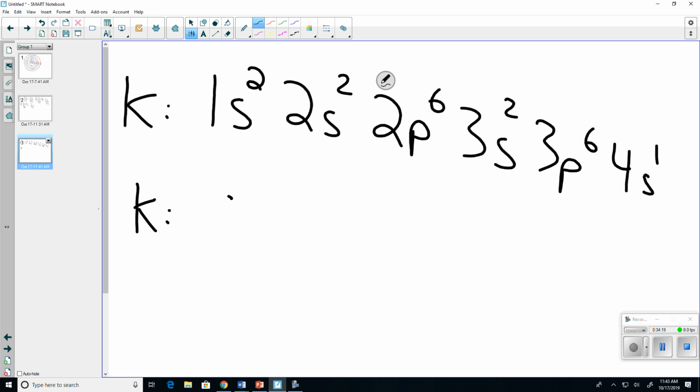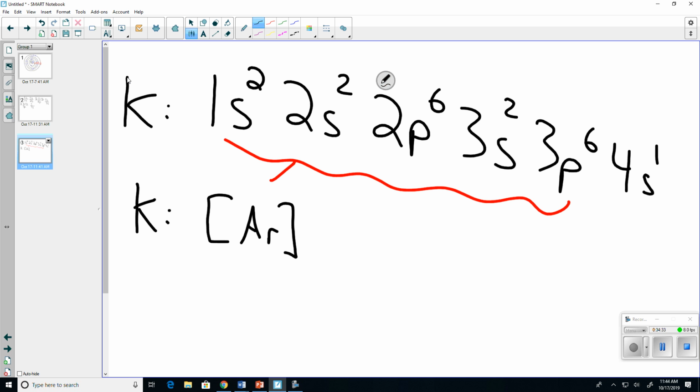where you start off in brackets writing down the previous noble gas, the element that ended a line, because that is the same as writing all of this. 1s2, 2s2, 2p6, 3s2, 3p6. And then we just have to fill in the outermost shell, 4s1. So there are 3 ways that we need to show you how to represent electrons.